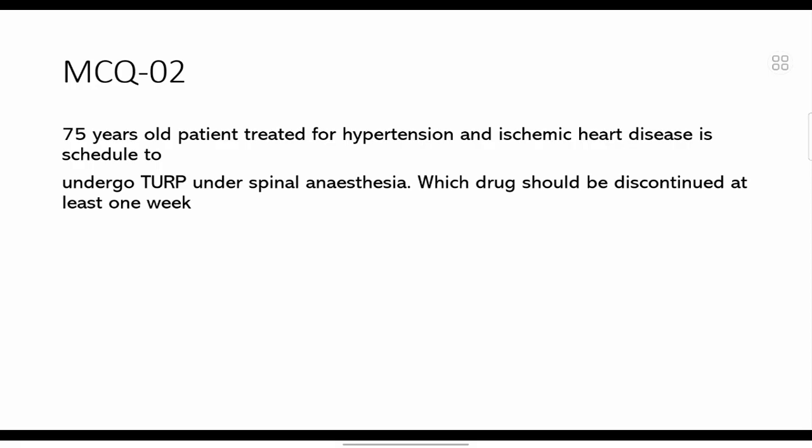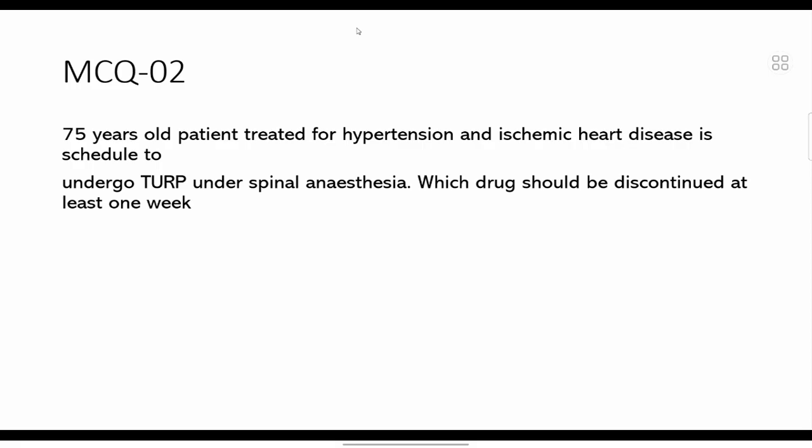If we are giving the patient a therapeutic dose of low molecular weight heparin, we have to stop the low molecular weight heparin also 24 hours prior to the surgery. But if you are using the prophylactic dose of low molecular weight heparin as a DVT prophylaxis, we have to stop it 12 hours before the surgery.